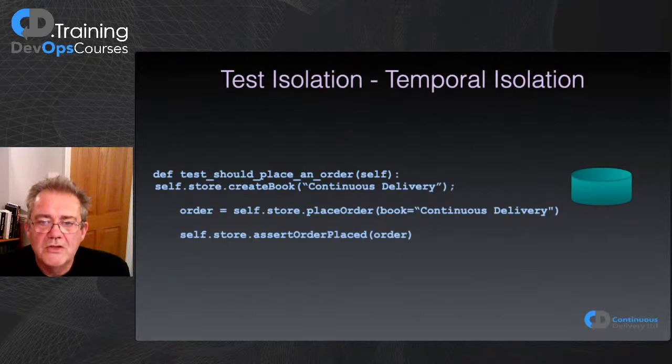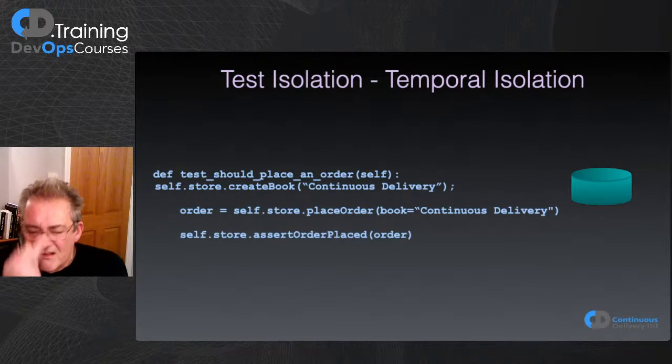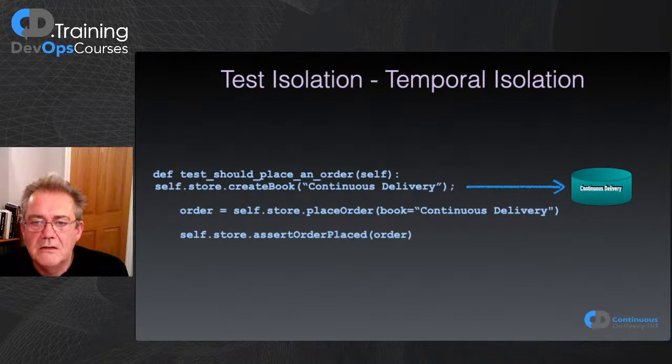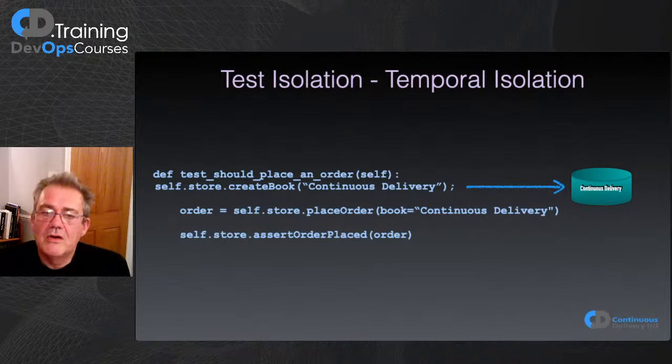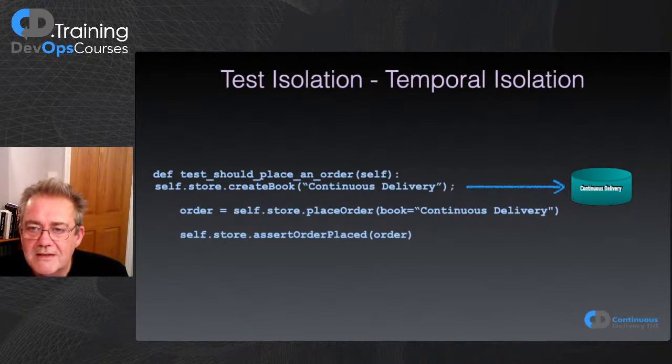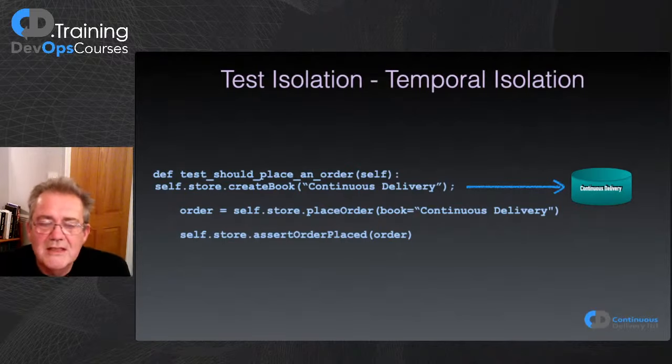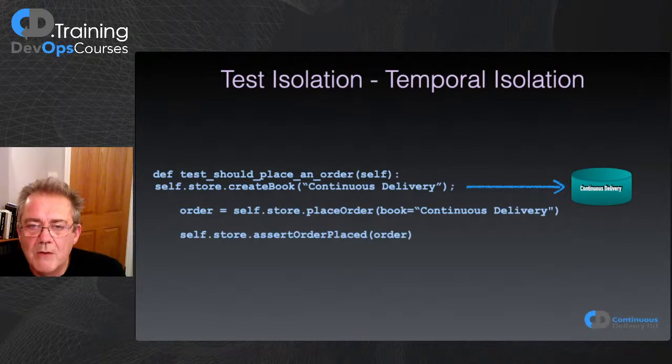We're going to run this, and somewhere in the guts of our system, there's a data store of some kind. And when we say create a book, we're actually going to create a book that we can search for and find and place an order for in the next part of the test. And if we just do the simple thing of saying, okay, the test said create a book called Continuous Delivery, so we create a book called Continuous Delivery, that creates a problem because the next time we run the test, we're not in the same state.